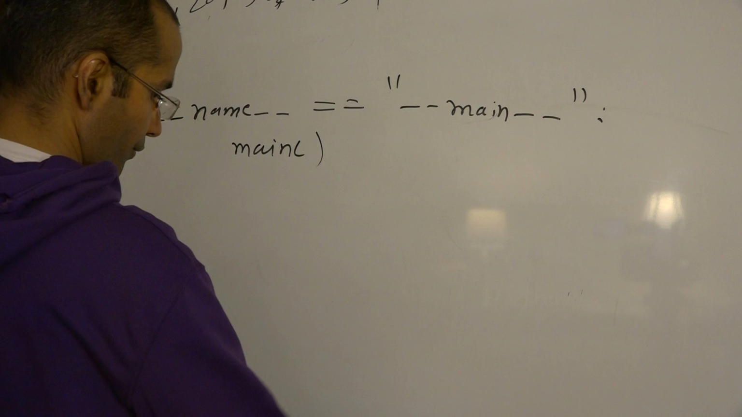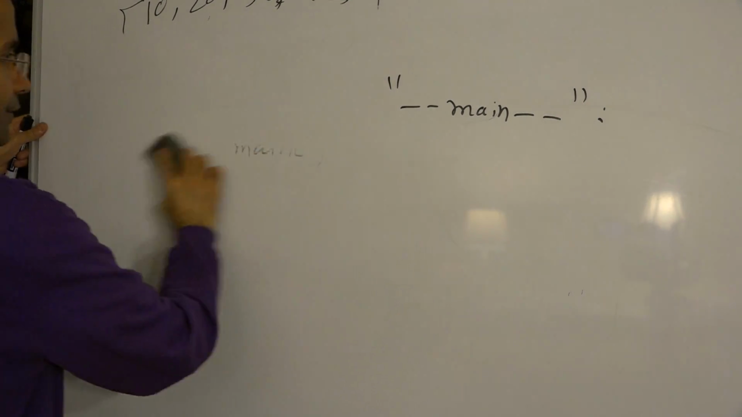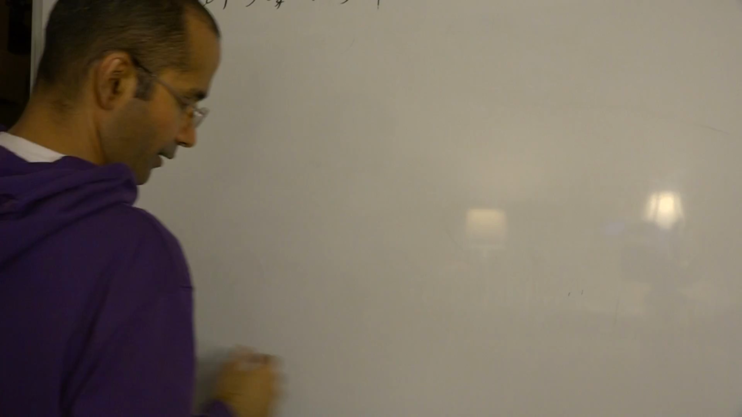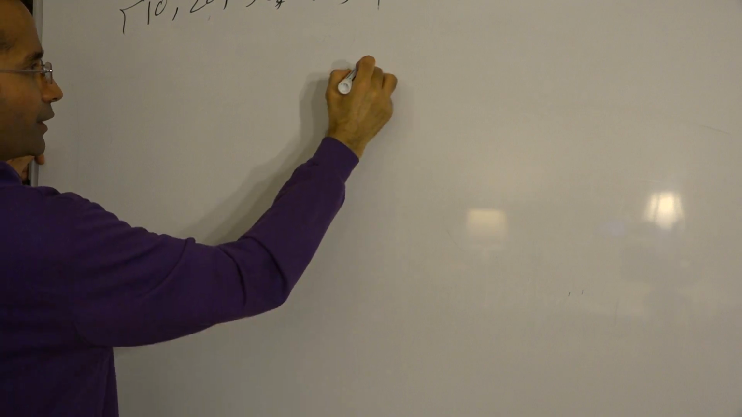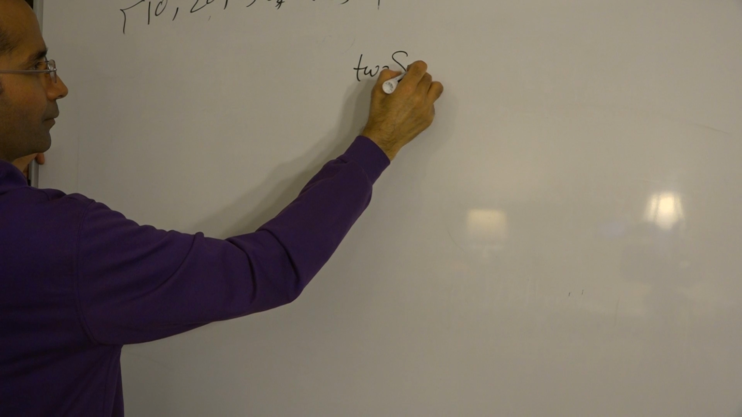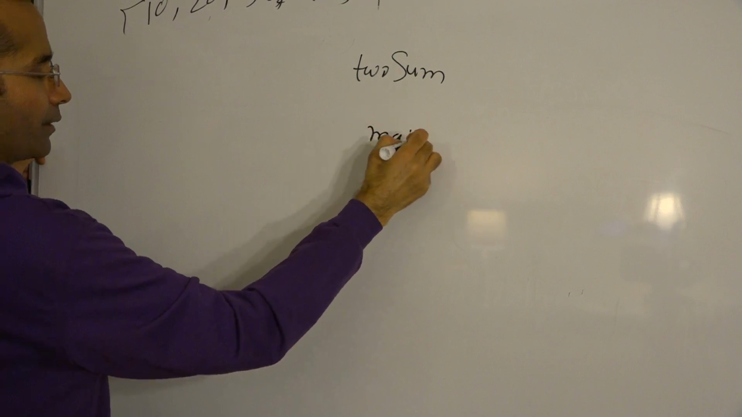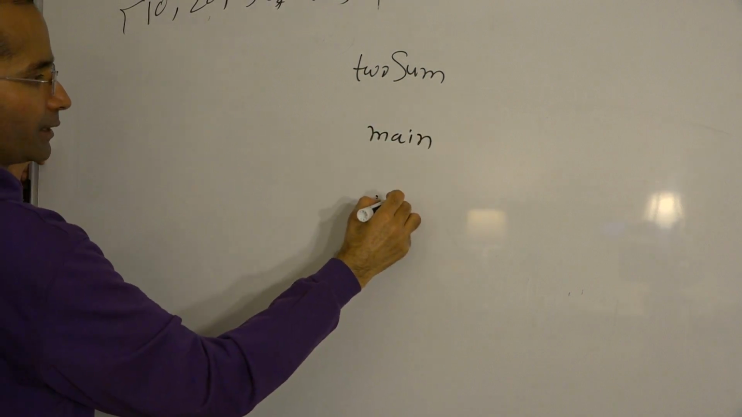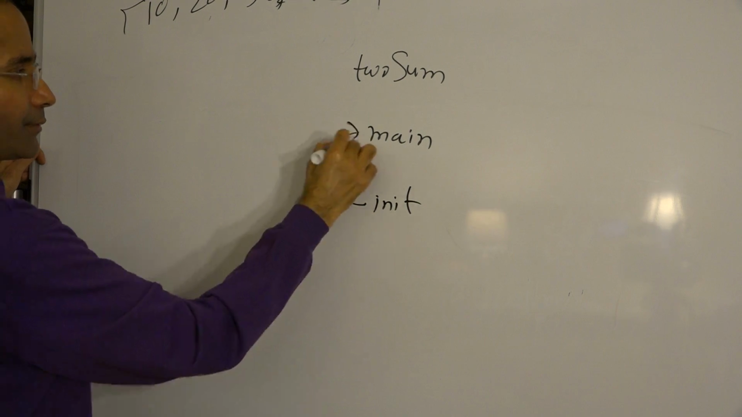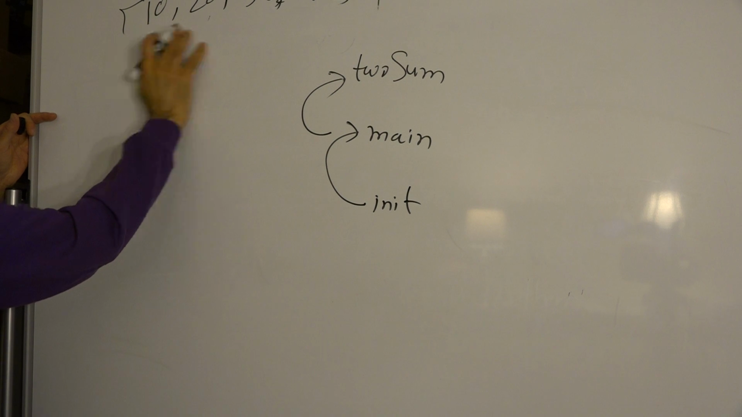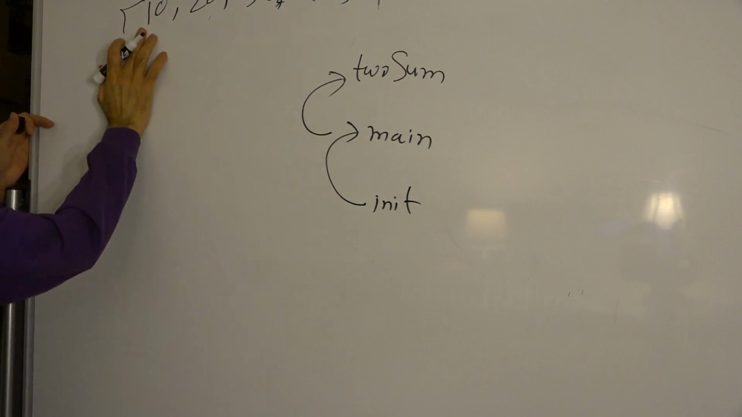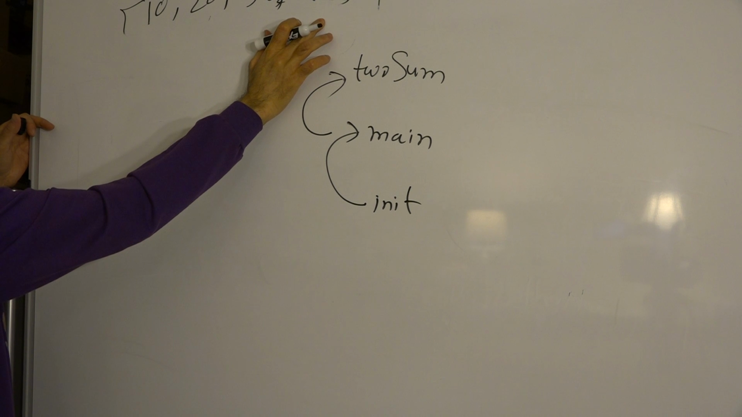So if you want to go through all of these things, we have a toSum function, toSum main, and we have some initialization, right? So this calls this one, this calls that one, right? How it's working is basically in the iteration in our program, we just iterate through left to right.